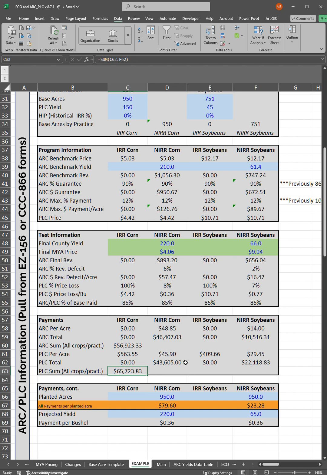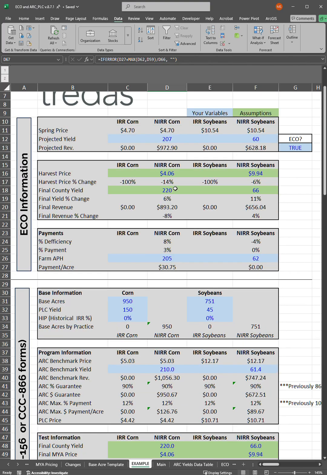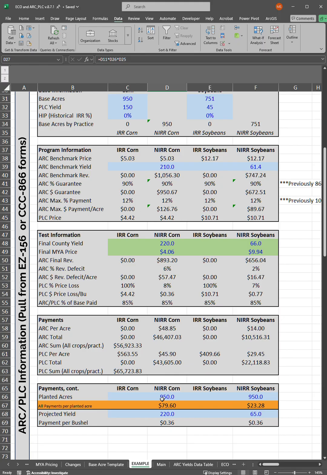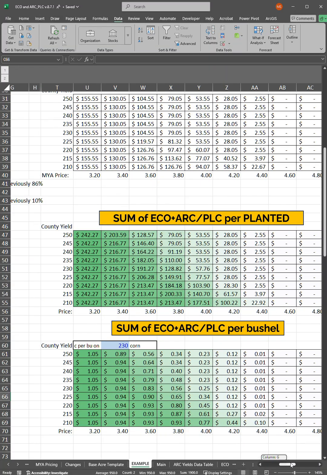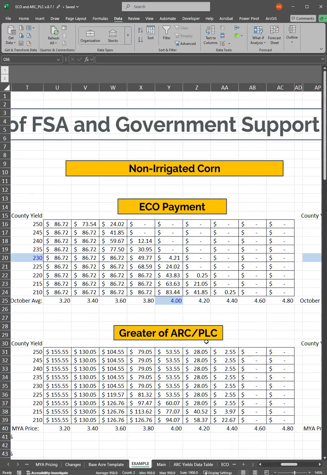So in this case, we would end up getting PLC payments for the year, and we would get on 950 planted acres roughly 80 bucks an acre of PLC payments. That also includes the money that we'd get from ECO, which in this case would be 30 bucks an acre. So it's only a few variables that really affect the bottom line, but we also want to know, okay, we can say that, well, maybe it's going to be 220, but what if it's higher? What if it's lower? So that's why we made these matrices off to the side.